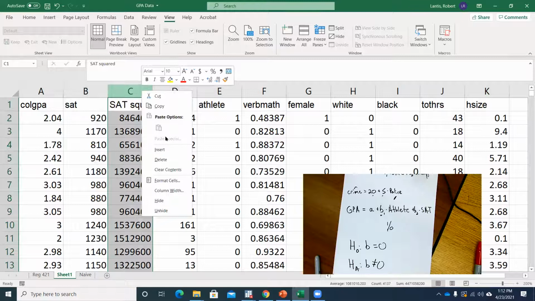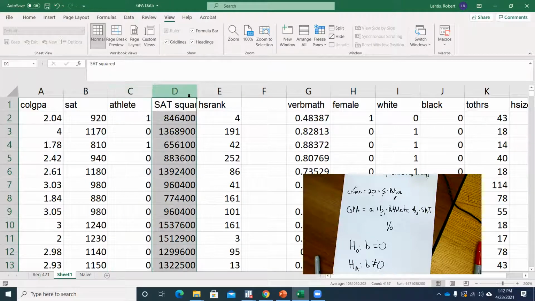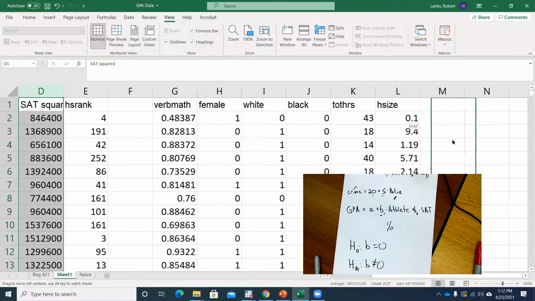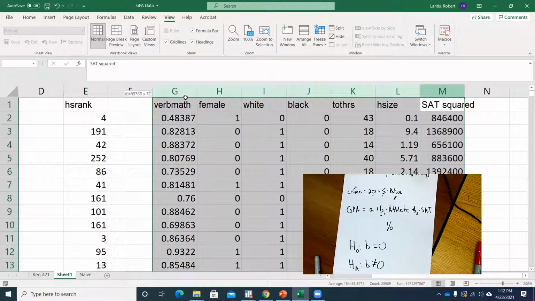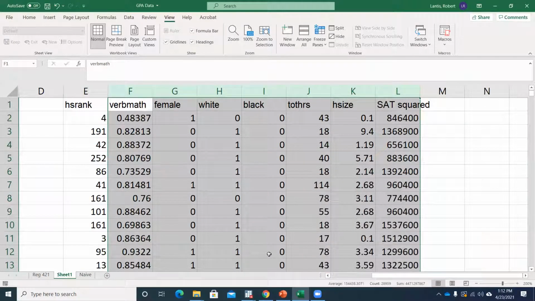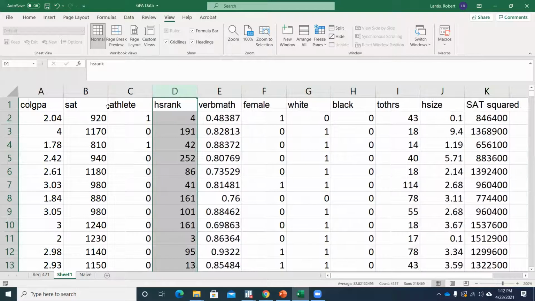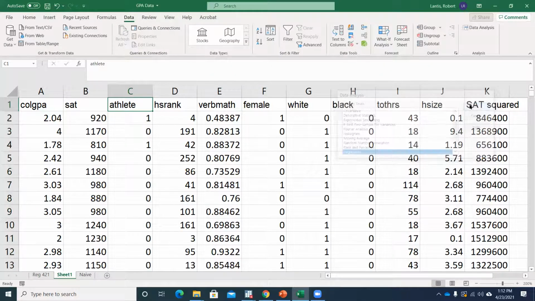So I'm going to insert a cell here. I'm going to move this one over. And actually, I don't want to use this for a while, so I'm going to move the SAT squared all the way to the end of the data set. And I'm going to minimize this so I can scroll over, and we'll delete this. Okay. So I'm just moving my columns around so that now I can go to that data analysis tab.